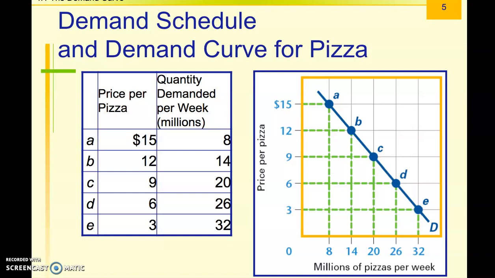That's called the demand schedule. Just think of it as a chart. On the right side, we have a demand curve. Don't get thrown off by the fact that the blue line there is straight or linear. It's still called a curve. So on that line, we have points A through E that represent the quantity purchased at various prices.